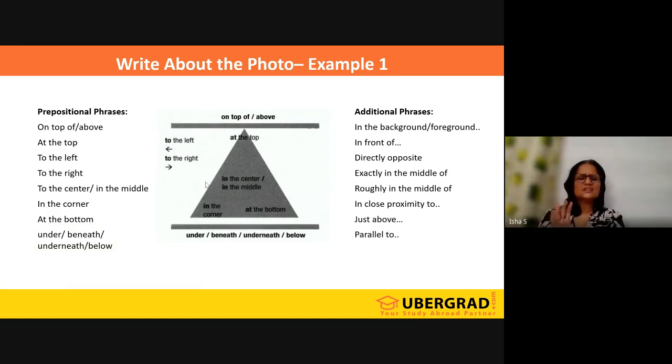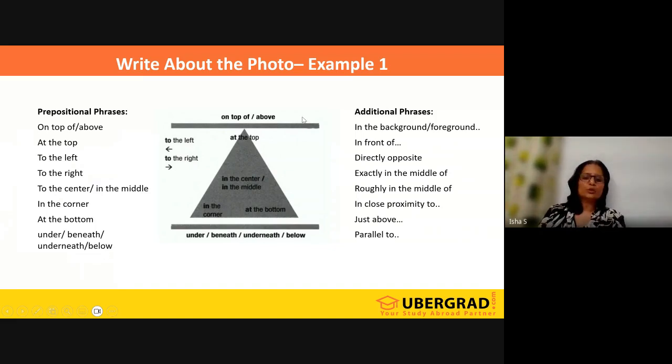Now, to make it very easy, there are certain prepositional phrases. A phrase is nothing but a group of words. There are certain phrasal verbs we use, certain prepositional phrases we use. Prepositional phrases are where we add a preposition, which tells the position. You can use certain prepositional phrases to give the direction: on the top of, above, at the top, to the left, to the right, to the center, in the middle, in the corner, at the bottom, under, beneath, underneath, below.